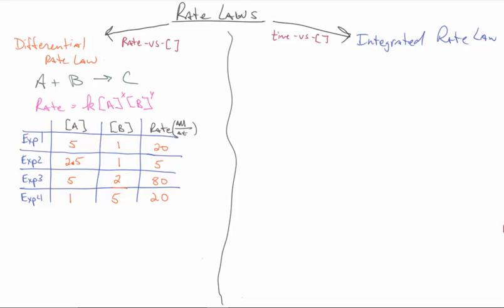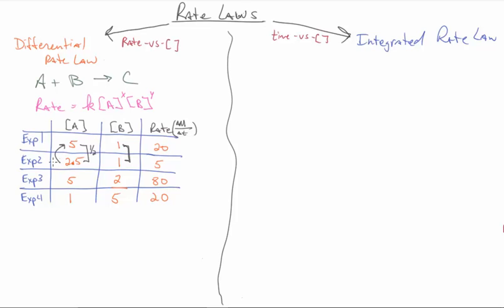Well, just like in any good science, if we want to figure out the order with respect to A, I'm going to hold B constant and change A. Because by holding B constant, I've removed B out of the equation, and any change to the rate is only due to changing the concentration of A. So what we'll do is look at this very first one. Notice B is constant.